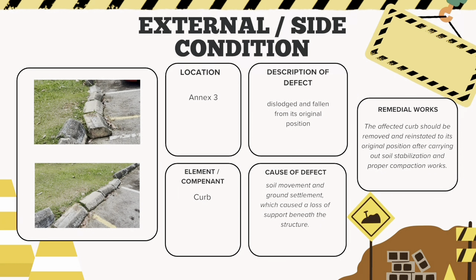For the ninth defect inspection, the defect was identified at Annex 3. The affected element or component is curb. The defect observed during the inspection is dislodged and fallen from the original position. The cause of this defect is identified as soil movement and ground settlement, which cause a loss of support beneath the structure. To rectify the issue, the recommended remedial works are: the affected curb should be removed and reinstated to its original position after carrying out soil stabilization and proper compaction works.